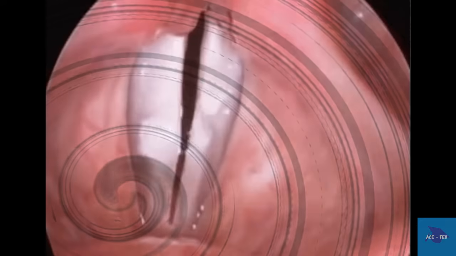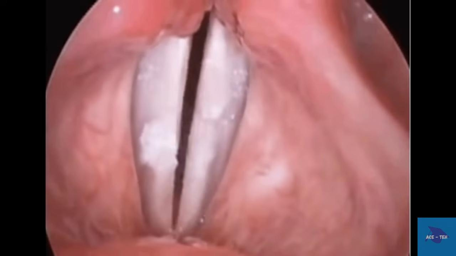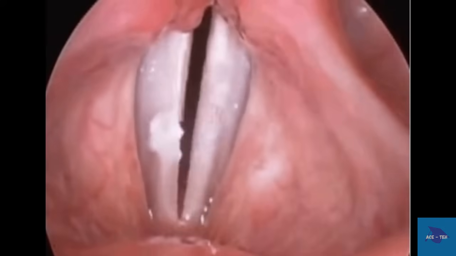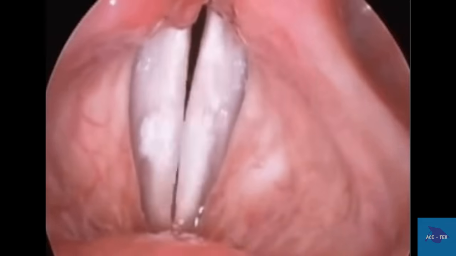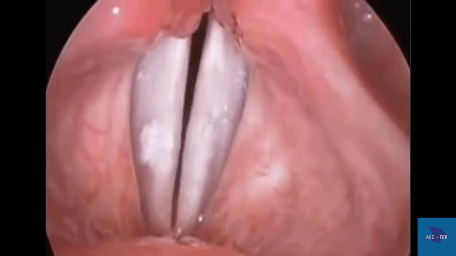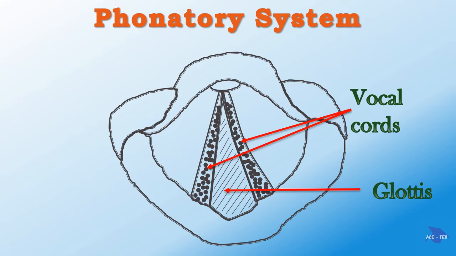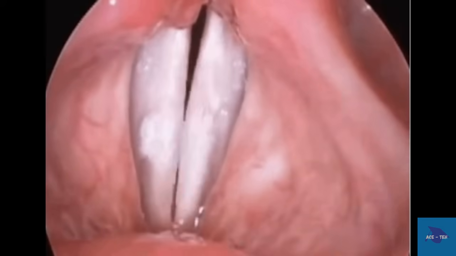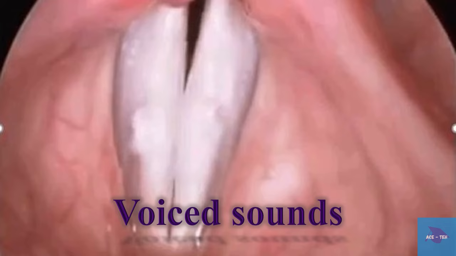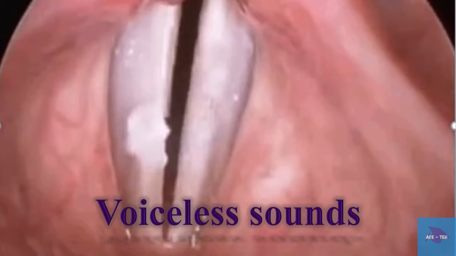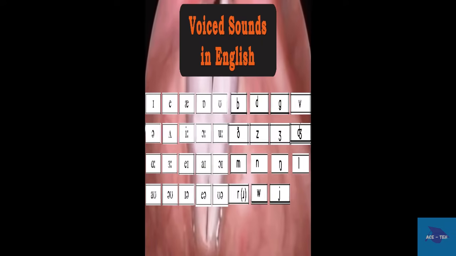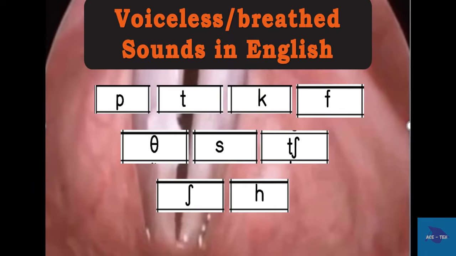They are attached on one side and can move close together or wide apart. Depending upon the types of sounds produced, the movement of the vocal cords changes. The space between the vocal cords is called the glottis. When the vocal cords are held close together, the space of the glottis decreases, the vocal cords vibrate, and we produce voiced sounds. When the vocal cords move wide apart, the space of the glottis increases and we produce breathed sounds or voiceless sounds. Remember that in English, all vowel sounds are voiced and so are the majority of the consonants.